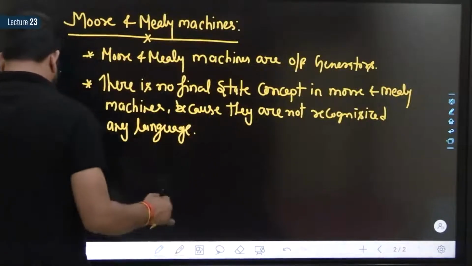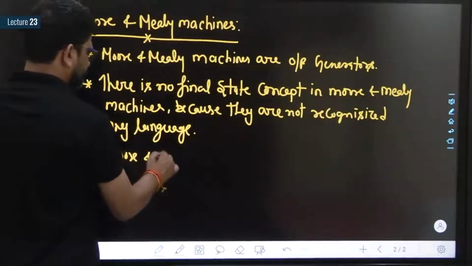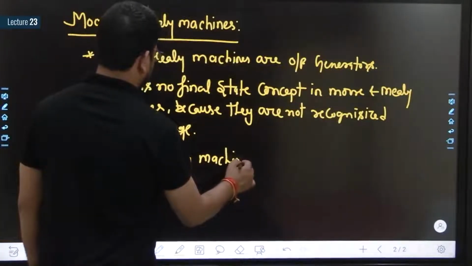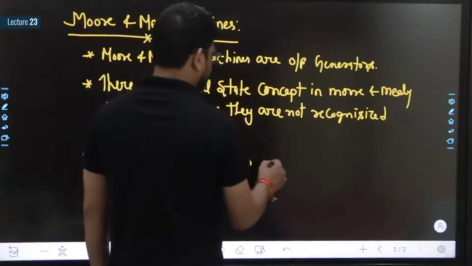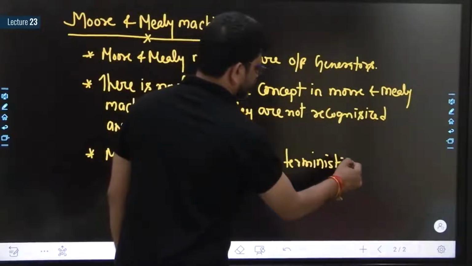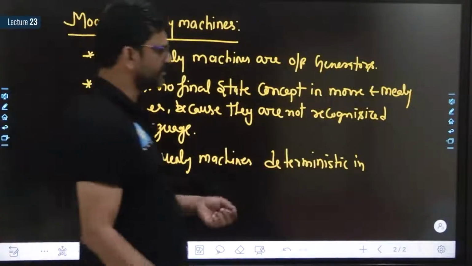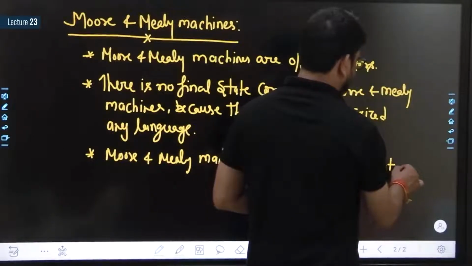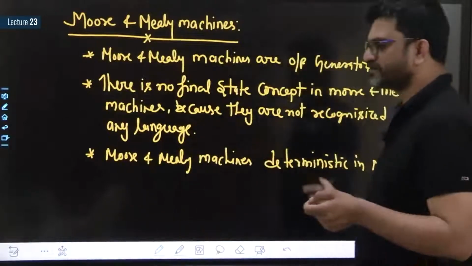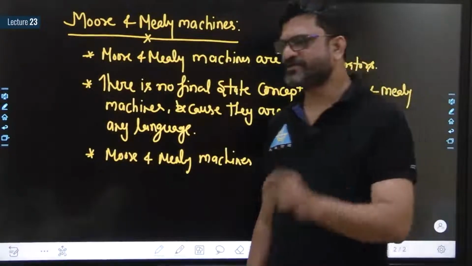Both are deterministic in nature. Moore and Mealy machines are deterministic in nature. What do you mean by this? It means they behave like a DFA, deterministic in nature. It means each and every state has exactly one transition on every input symbol. Clear?